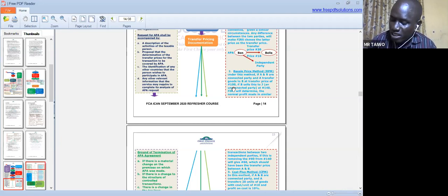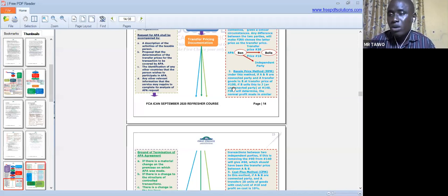Now, let's say between independent parties outside it is 120 naira. Now look at it. A sold to B at how much? 100 naira. B sold to C at how much? At 180. If B is selling to C at 180, how much profit must he have made? He must have made 80 naira. Is it enough? Is it the 80 naira he has made?